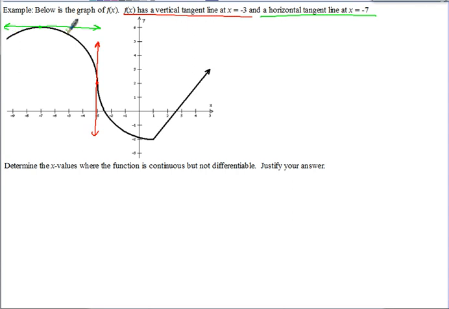Well, the horizontal tangent line, the derivative exists there because the slope is just 0, horizontal. It's only the vertical tangent lines where the derivative does not exist. So it says determine the x values where the function is continuous but not differentiable. And then we're going to justify our answer.